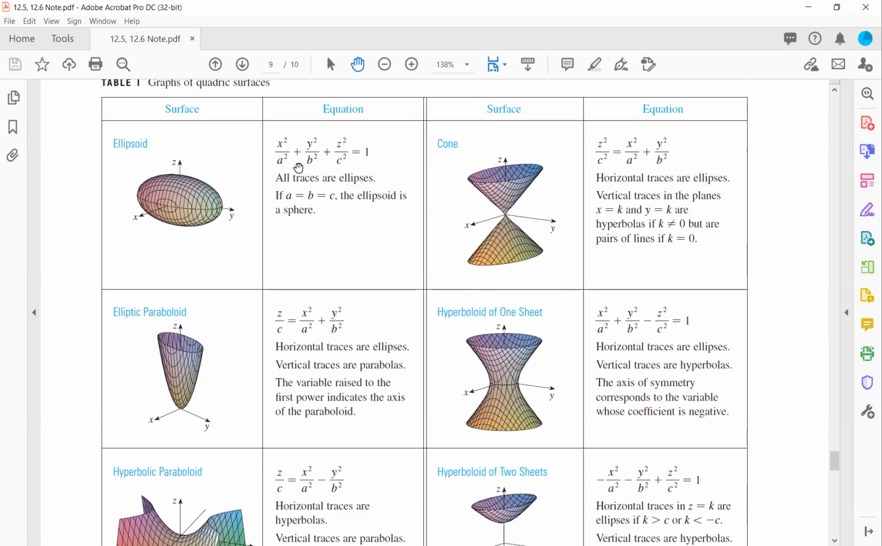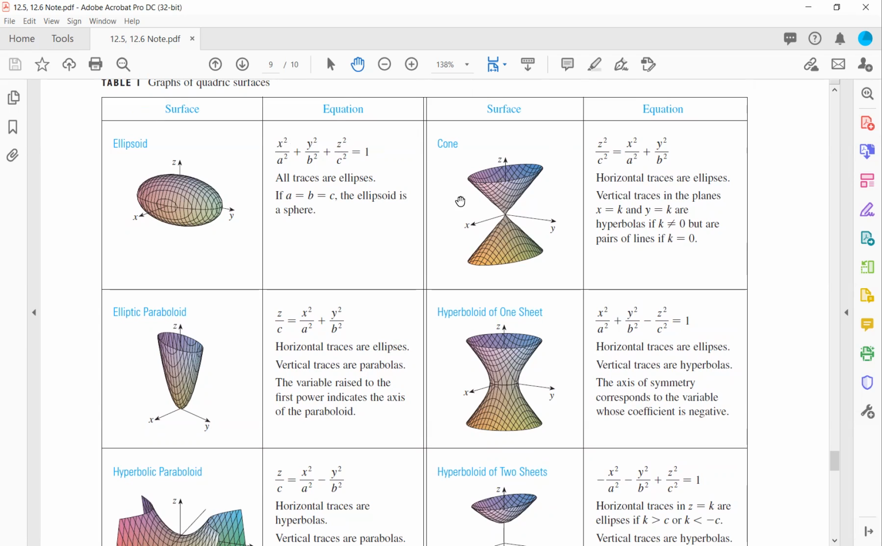When they are equal to each other and they are equal to one number, we can multiply the denominator by that number, and then it's going to be x squared plus y squared plus z squared equals to that number squared, which is just a sphere with a radius.